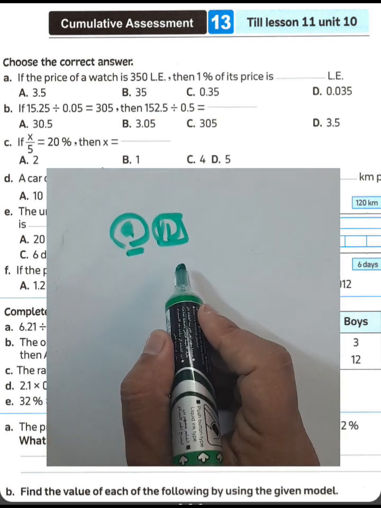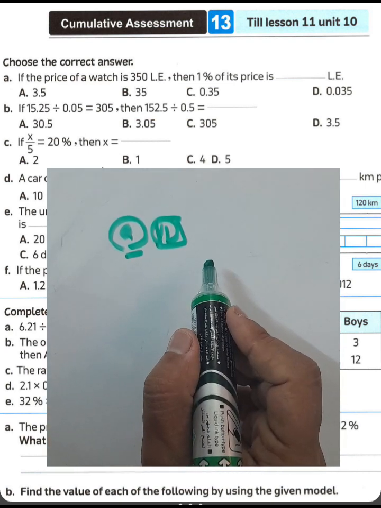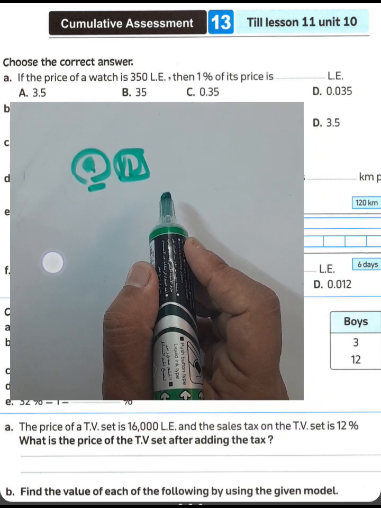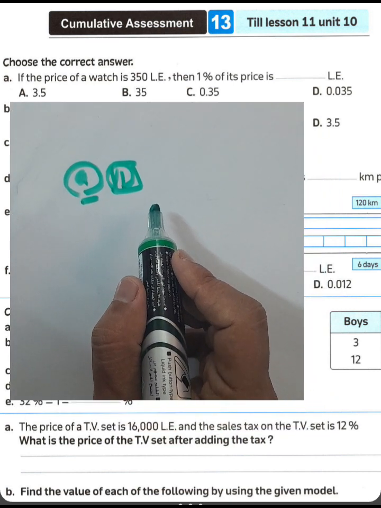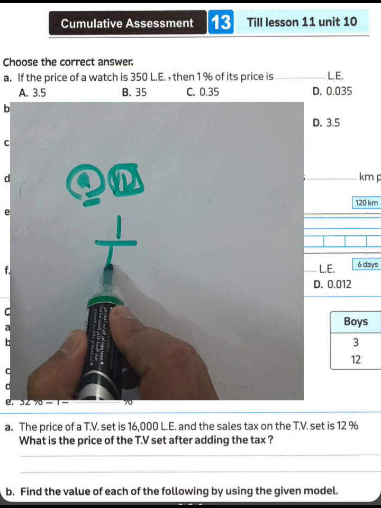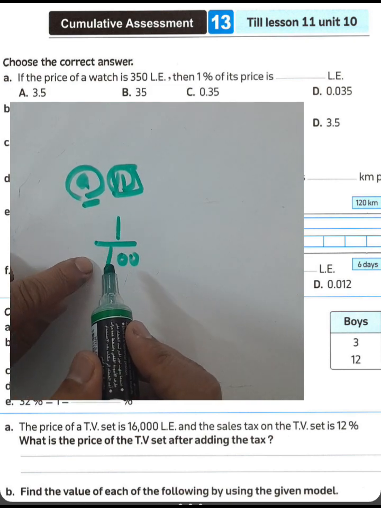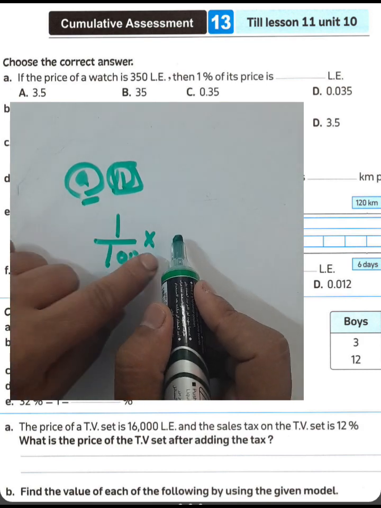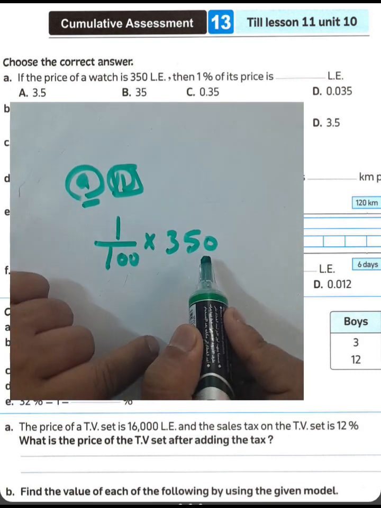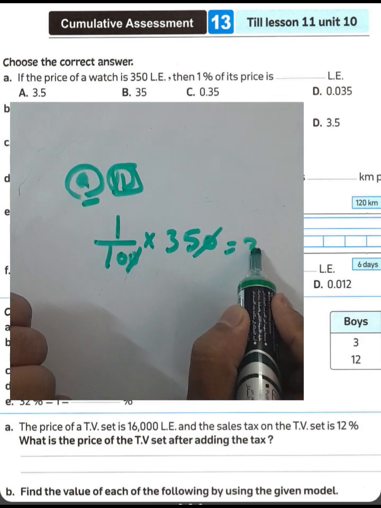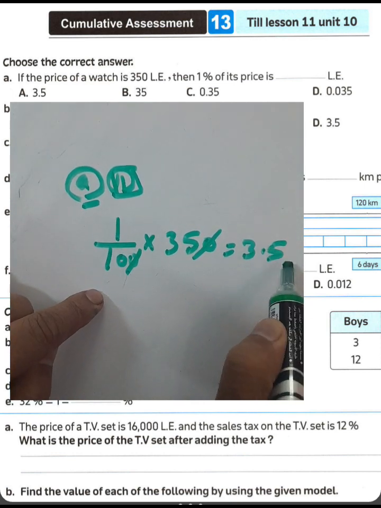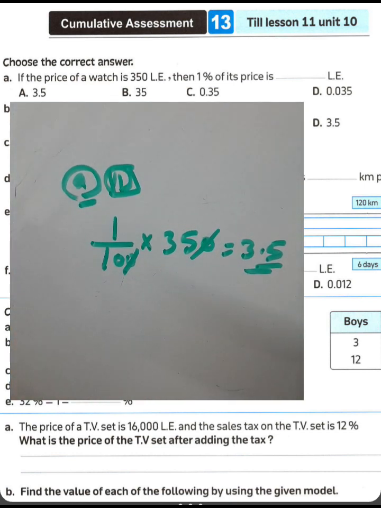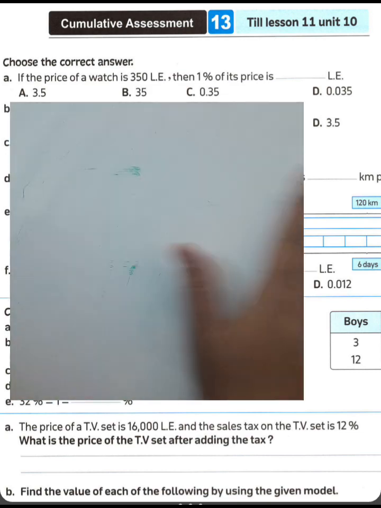If the price of a watch is 350 Egyptian lira, then 1% of its price equals what? We can find 1%, meaning 1 over 100, of that price, meaning multiplied by 350. Cancel 0 by 0, then the result will be 35 divided by 10, which is 3.5. The result is 3.5, letter A.